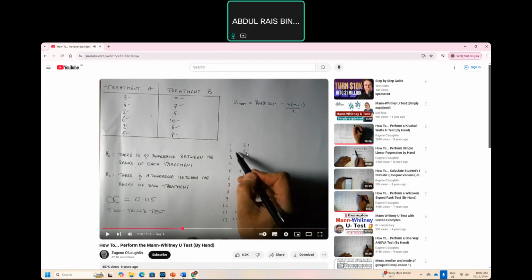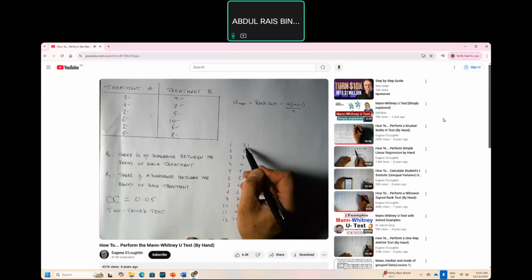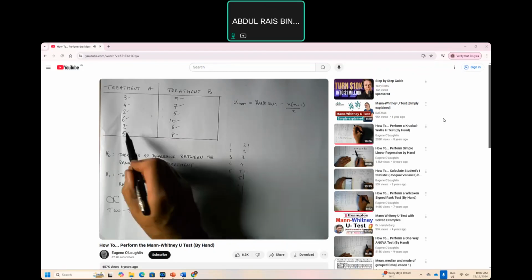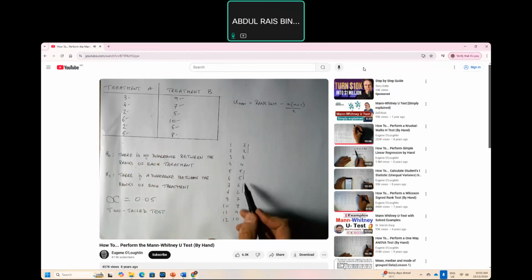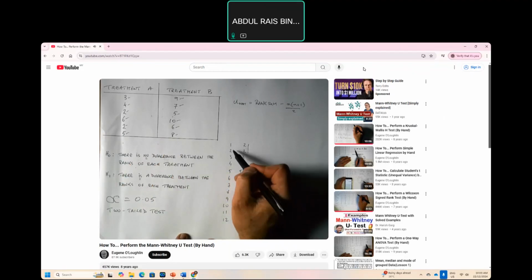Kita kena ubah ranking yang seri, dia kata. Because we don't know which 2 it is. Okay, so for example, where we have 2 values of 5, 1 is in treatment A and 1 is in treatment B, so we need to rank those equally. So the way to do that is we just take the average of the rankings. If we have 2 values, just add the 2 values together and divide by 2.